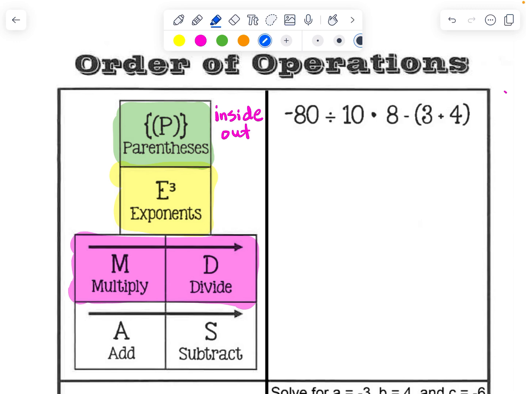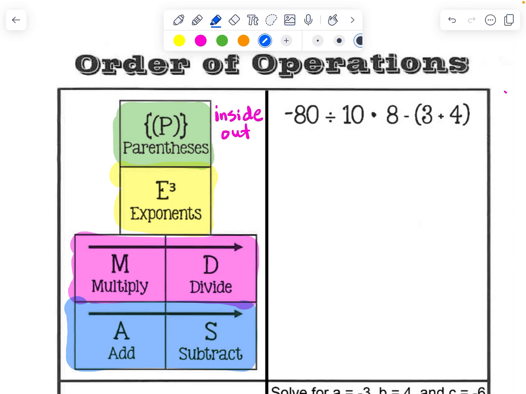It means to go in order from left to right. So do multiplying and dividing from left to right in the order it appears in the problem, not necessarily multiplying before dividing. Same thing for adding and subtracting, going left to right. So in order from left to right, not always adding before subtracting. So let's jump right in and try some.